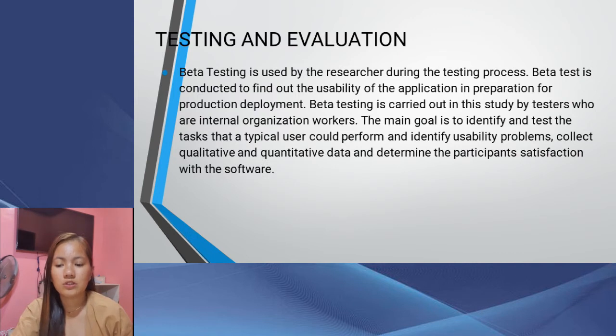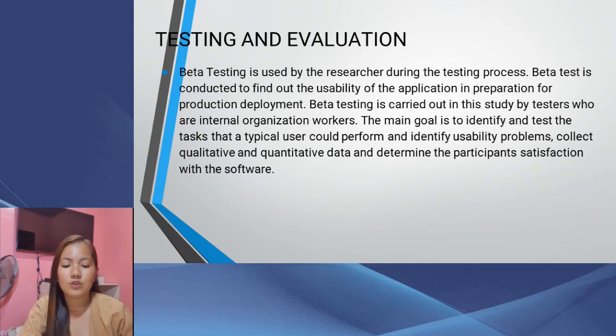Testing and evaluation. Beta testing is used by the researchers during the testing process. Beta testing is conducted to find out the usability of the application in preparation for production deployment. Beta testing is carried out in this study by testers who are internal organization workers. The main goal is to identify and test the tasks that a typical user could perform and identify usability problems, collect qualitative and quantitative data, and determine the participant satisfaction with the software.